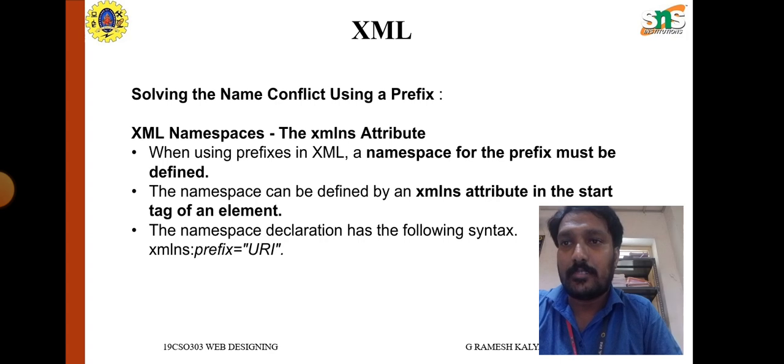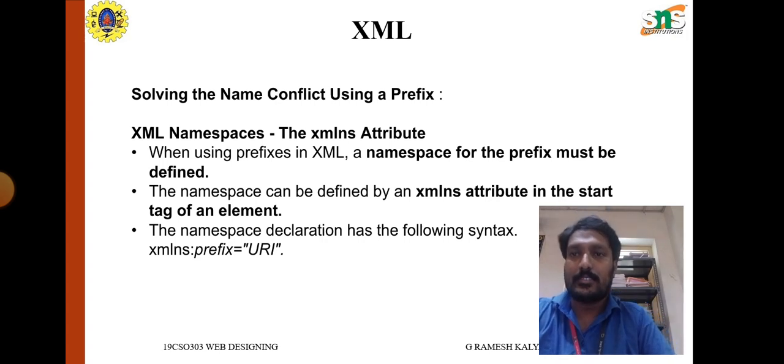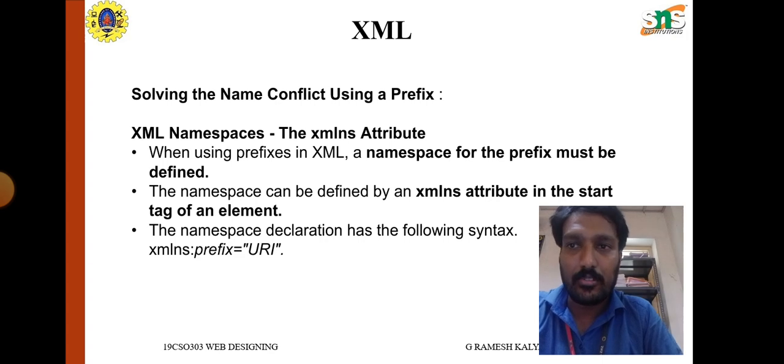So this is XML namespaces, which include the xmlns attribute. By using these prefixes in XML, name conflicts can be avoided greatly.